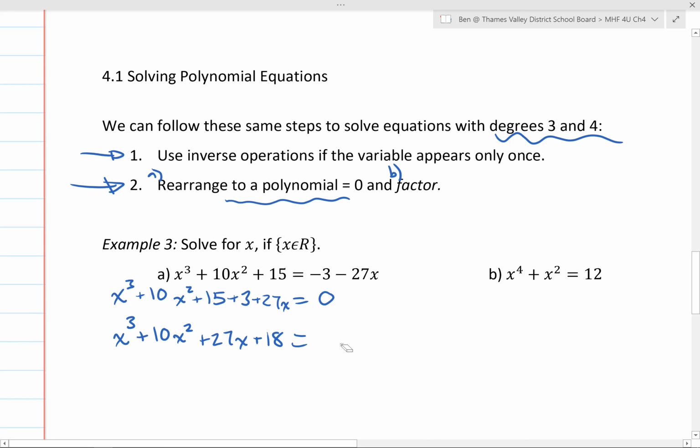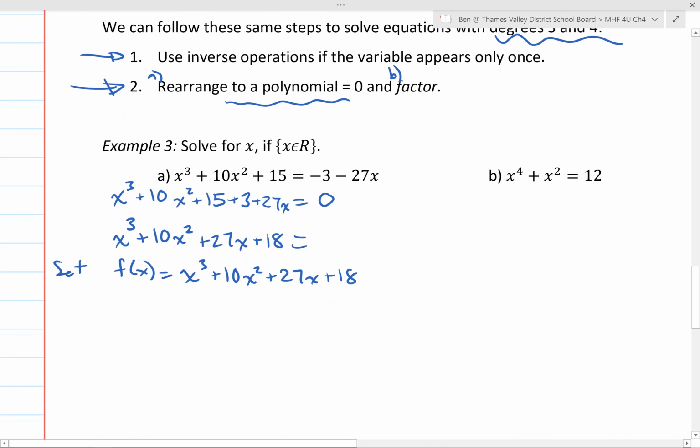Okay, so fantastic. Now what we can do is set f of x equal to this left-hand side. This is kind of a formality. This is so that we can use our factor theorems. So it sets us up for the notation that we will use above. So let's set f of x equal to x cubed plus 10x squared plus 27x plus 18.